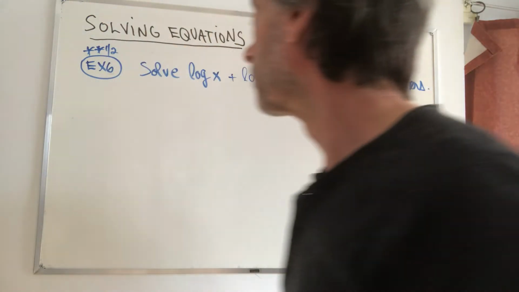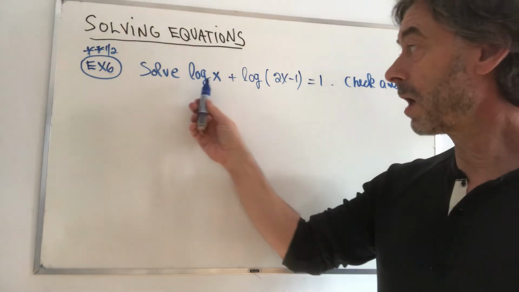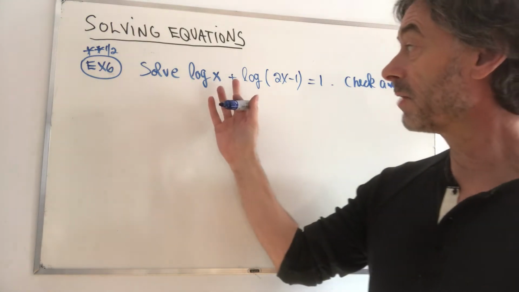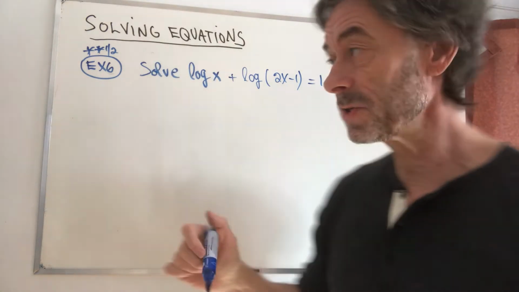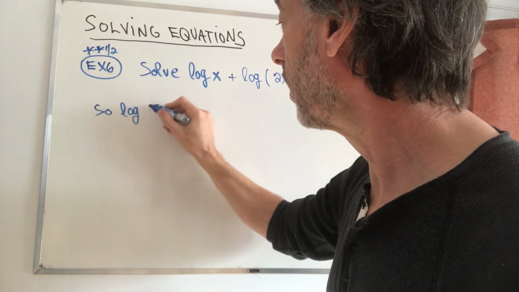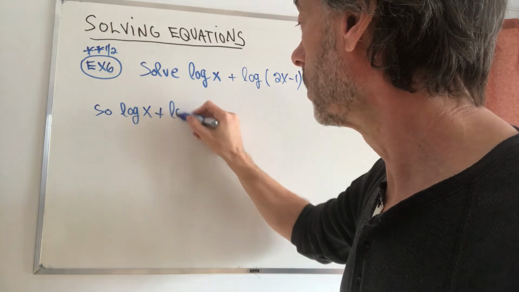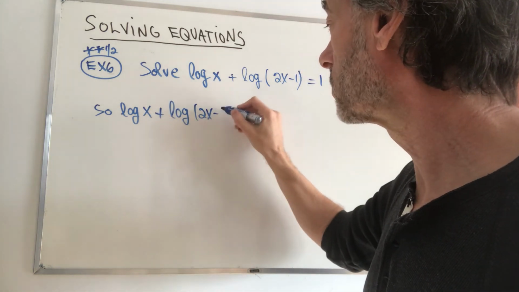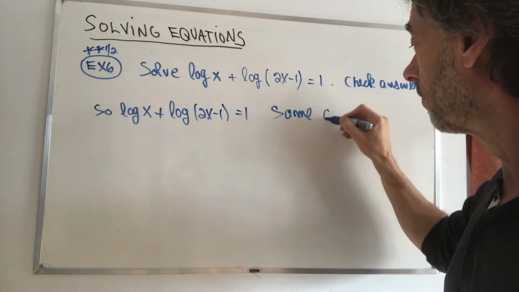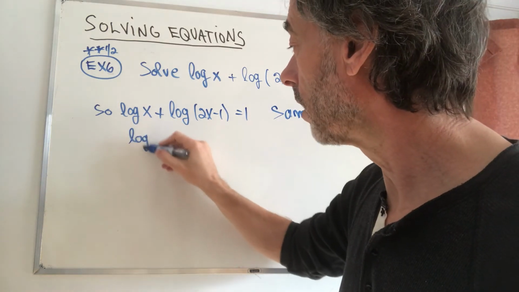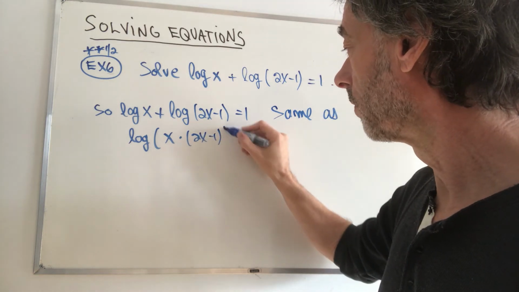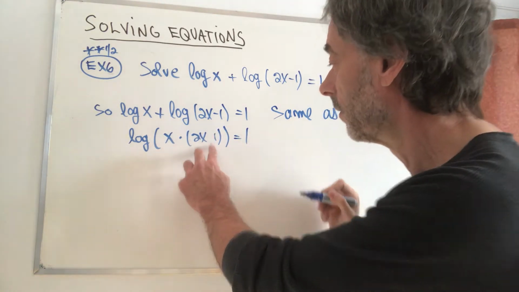Yes. Okay. Well, what do we have here? Log of x plus log of 2x minus 1. One of the properties of logs we just saw is that if there's a plus between logs, that can be brought together as one log. So, log of x plus log of 2x minus 1 equals 1 is the same as log of x times 2x minus 1 equals 1. Okay.